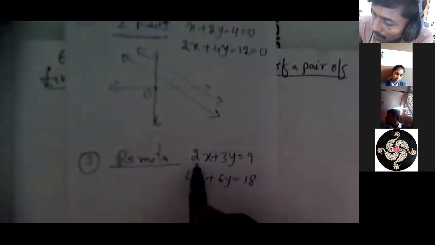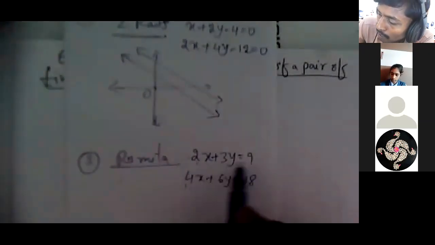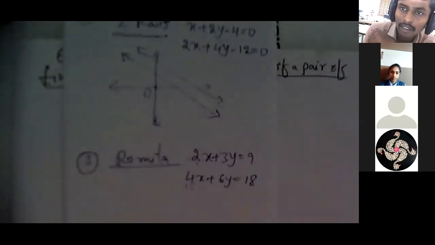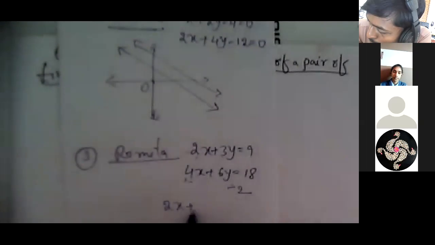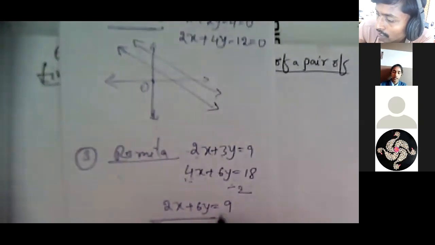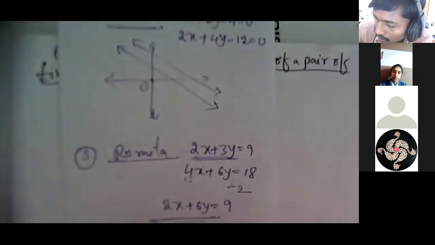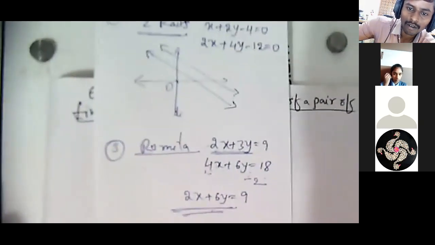Here, in these two equations, 2x plus 3y is equal to 9, and 4x plus 6y is equal to 18. In this second equation, divide by 2. We already did. Therefore, 2x plus 3y is equal to 18 by 2, which means 9. See, the first equation and second equation are both the same.